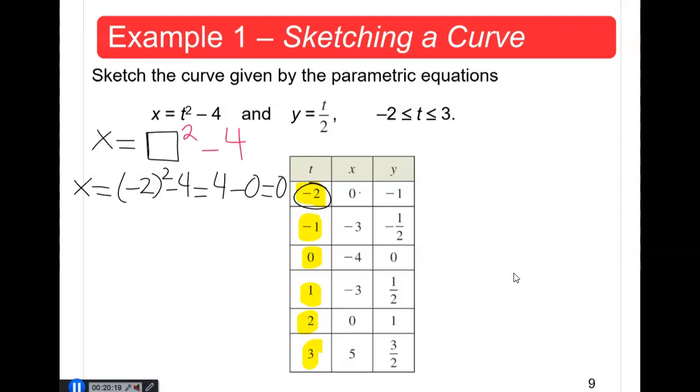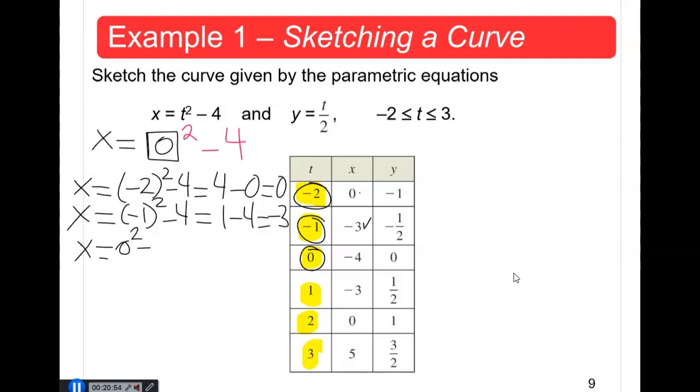We did it correct. Then for the next one, t equals -1, so that -1 will go there. But we have to use parentheses so that we don't forget. So (-1) squared minus 4 will be equal to 1 minus 4, which is -3. And that's how we obtain this value here. Let's find the next one. Now we want t to be 0, so we're going to put a 0 right there. So 0 squared minus 4 is equal to 0 minus 4, which is -4. And that's what we have here.